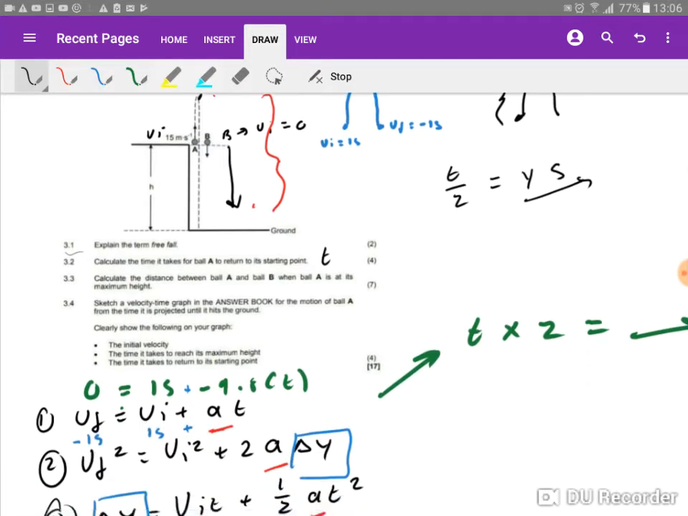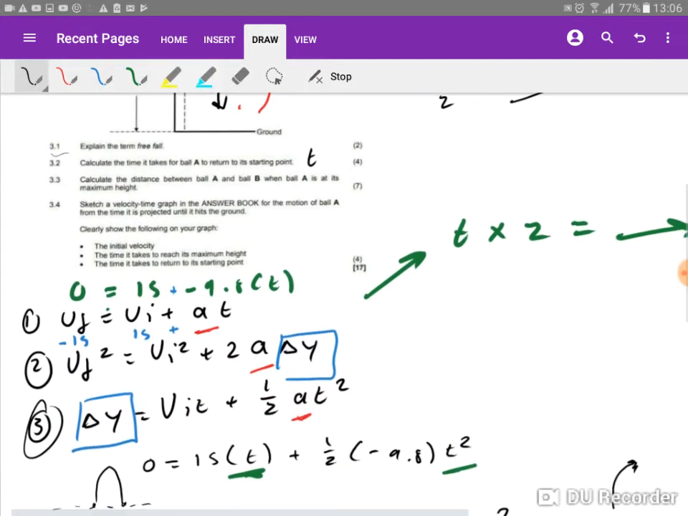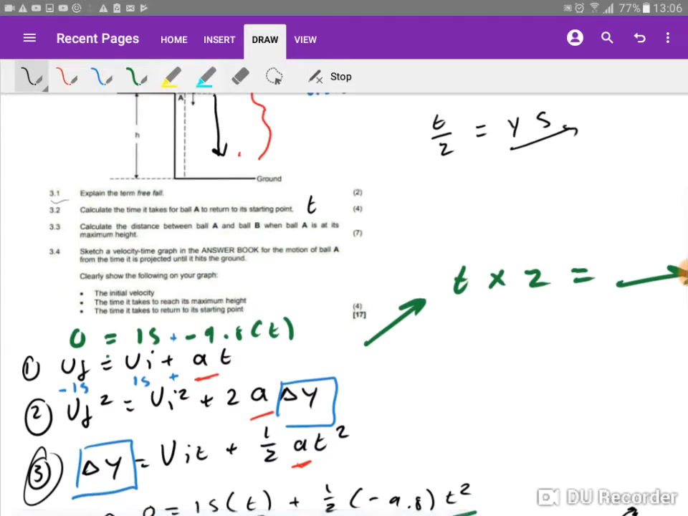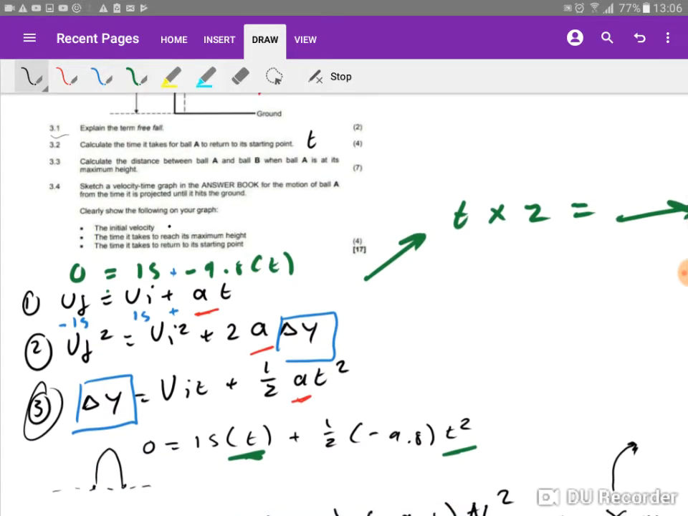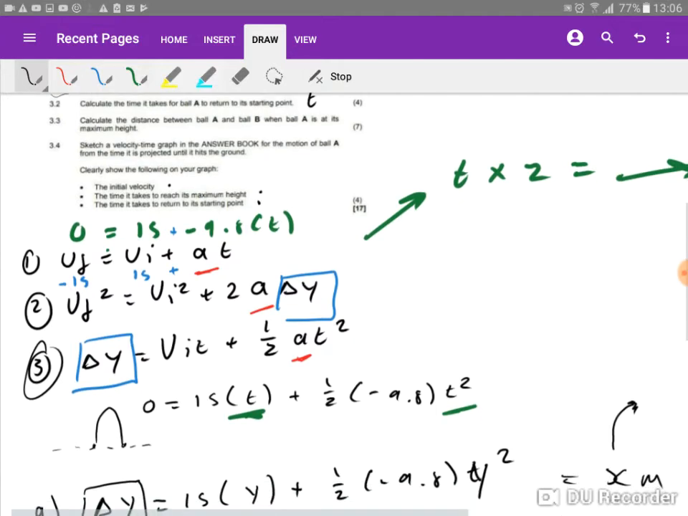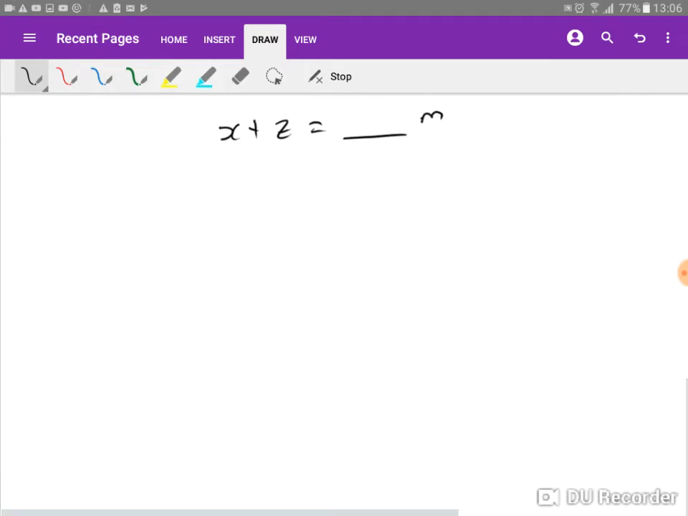Tristan said you were struggling with the graphs. Those are pretty easy. So we have to sketch a velocity time graph for ball A. We have to put in the initial velocity, the time it takes to get to its max height, and the time it takes to return to its starting point. Okay, so we're going to take upwards as positive always. Let's just not confuse anything.